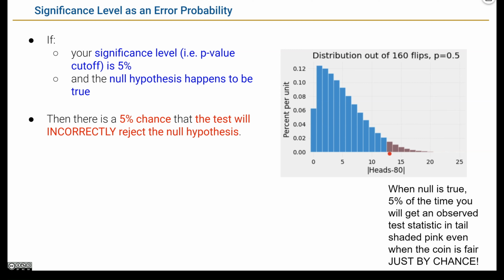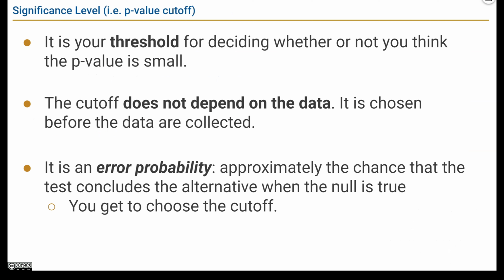So a big question you can ask yourself when choosing your significance level is really, what is your tolerance for that error? Are you okay with this 5% of the time? If the null was true, 5% of the time you would be wrong. That's where sometimes people will choose a lower cutoff because they're less comfortable with that margin of error. So I'm adding to the slide that we just had about the significance level to point out that not only is it your threshold, and not only does it not depend on the data, but it's an error probability. And so you get to choose that cutoff as a way of dialing the knob and trying to control that error.